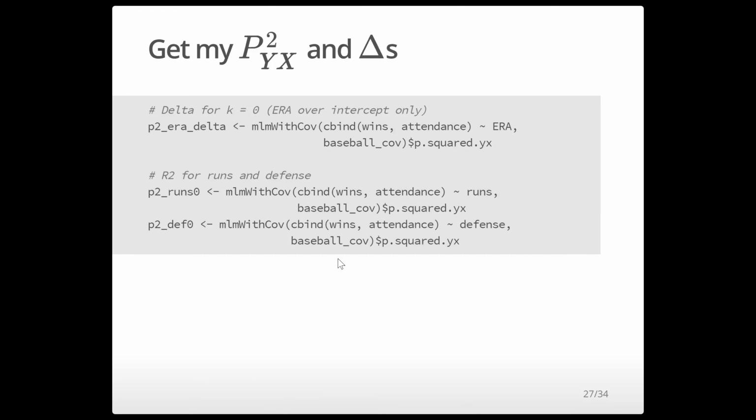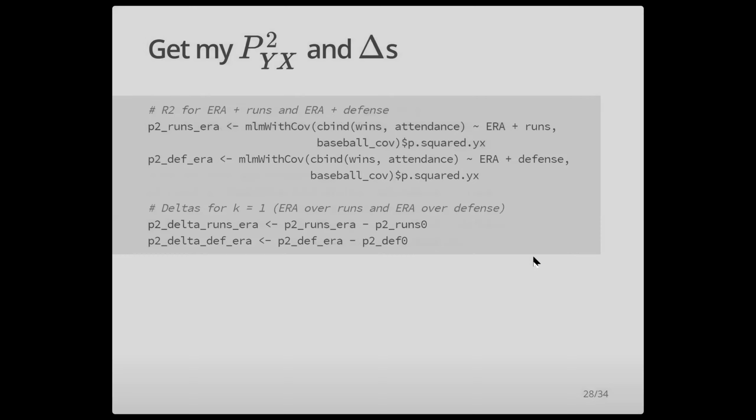So here, when k equals 0, my delta is just using ERA as a predictor. And so I'm extracting the p squared. So here I'm going to get the r squared for runs and defense, or the p squared. It says r squared here, but they're really p squareds. So then I'm going to get ERA plus runs and ERA plus defense, and then the deltas are going to be the difference between those two models. So here's with runs and ERA minus just runs, defense and ERA minus just defense.